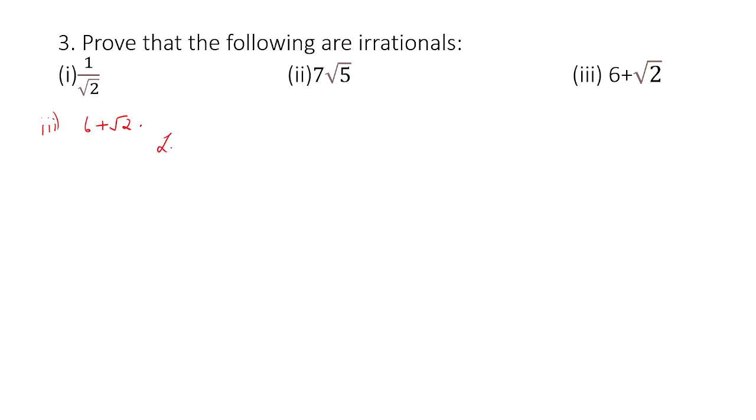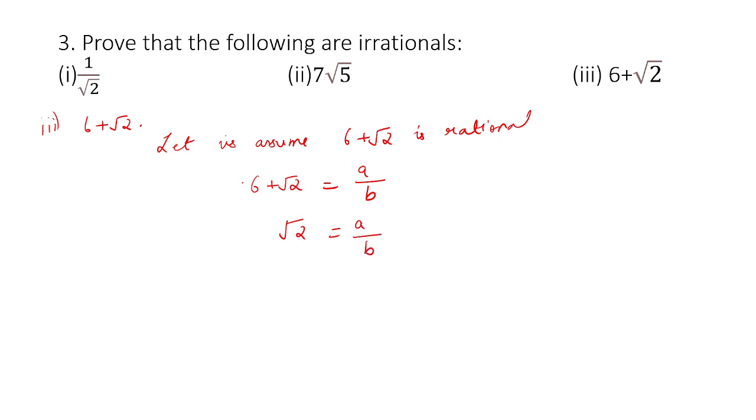So I'm going to say, let us assume 6 plus root 2 is rational. So if 6 plus root 2 is rational, then it's going to be equal to a by b, right? So we'll make the necessary changes. Root 2 equals a by b, and taking 6 to the right hand side, it will become minus 6. You take b common here, so a minus 6b.